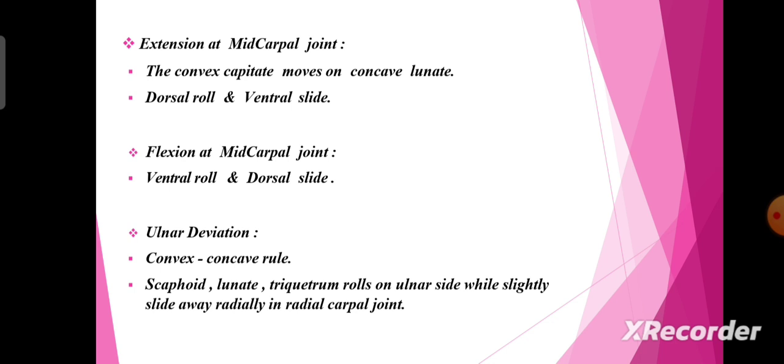Next is the extension at the mid-carpal joint. The convex capitate moves on the concave lunate, and there is a dorsal roll and ventral slide. And during flexion at the mid-carpal joint, it occurs by a ventral roll and dorsal slide.